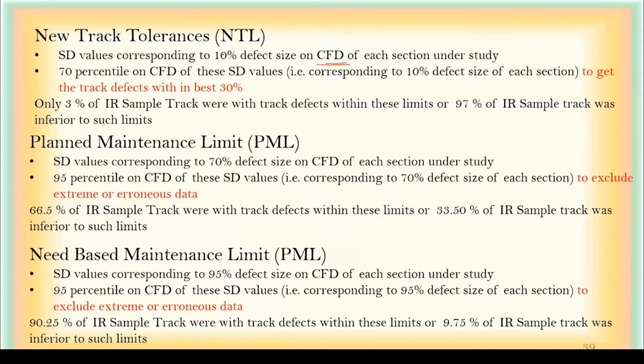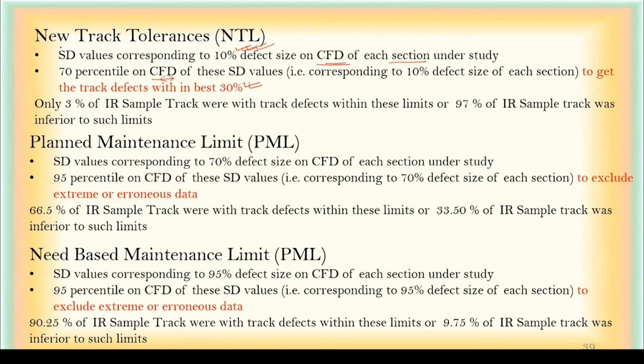And for new track limit you can see SD value corresponding to 10% defect size for each section were taken, and then for each section 10% defect size जो आया उसका again CFD draw किया गया, and then 70% line has been taken to get the track within 30%.